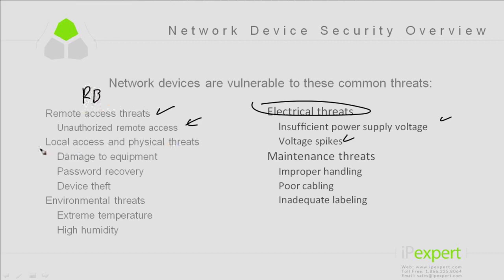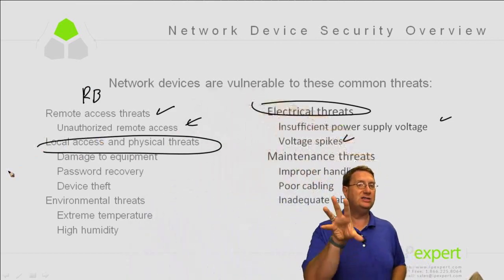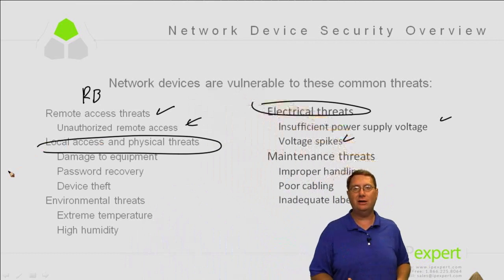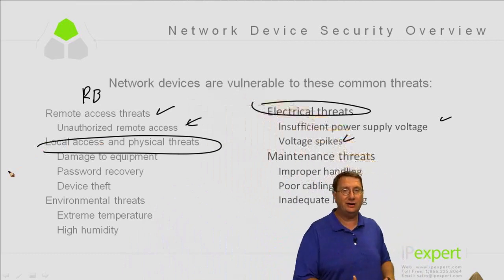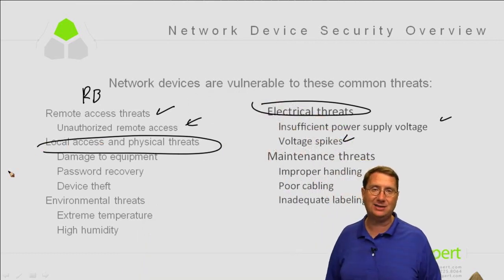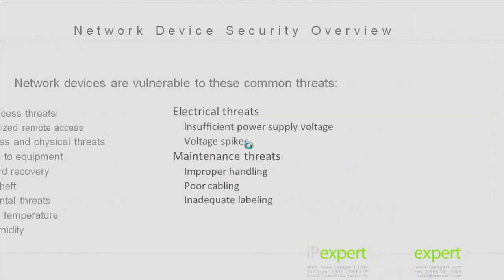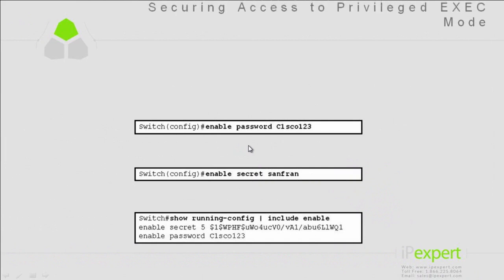Also, we need to understand that we have local access and physical threats. Keep in mind, sometimes the best security isn't going to be a router or switch configuration. It's going to be a locked door or a cipher key or some pass access mechanism whereby we have the capability of controlling who has what access to particular devices in our infrastructure.